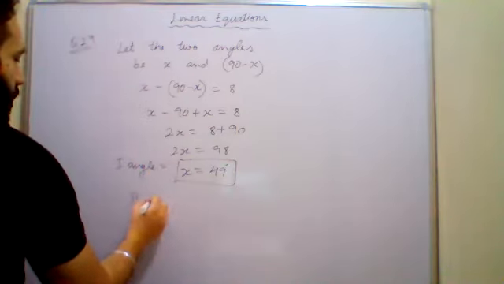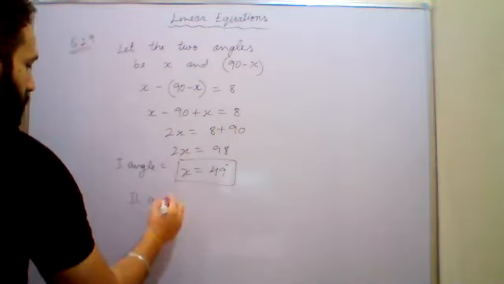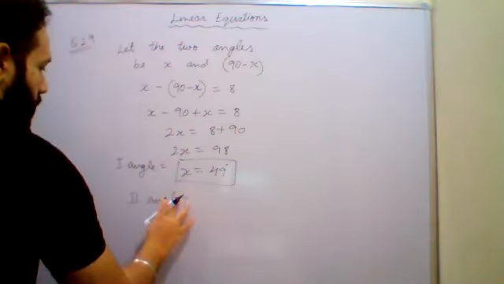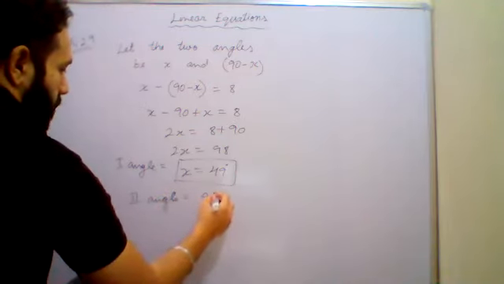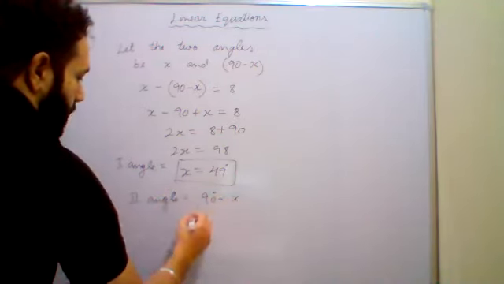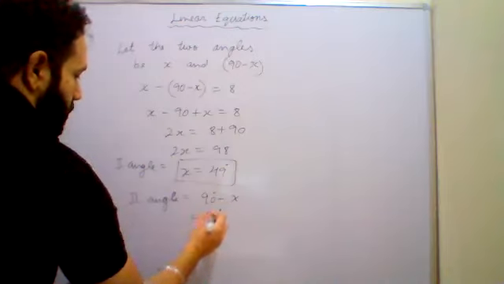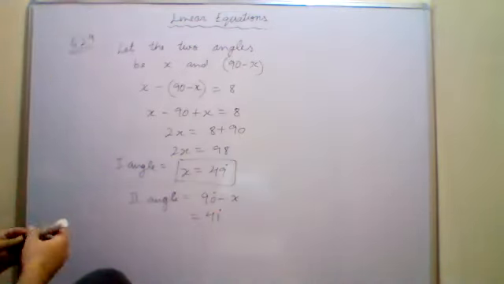And what is the second angle? The second angle is 90 minus 49, so 41 degrees. This is your second angle. So these are the two angles.